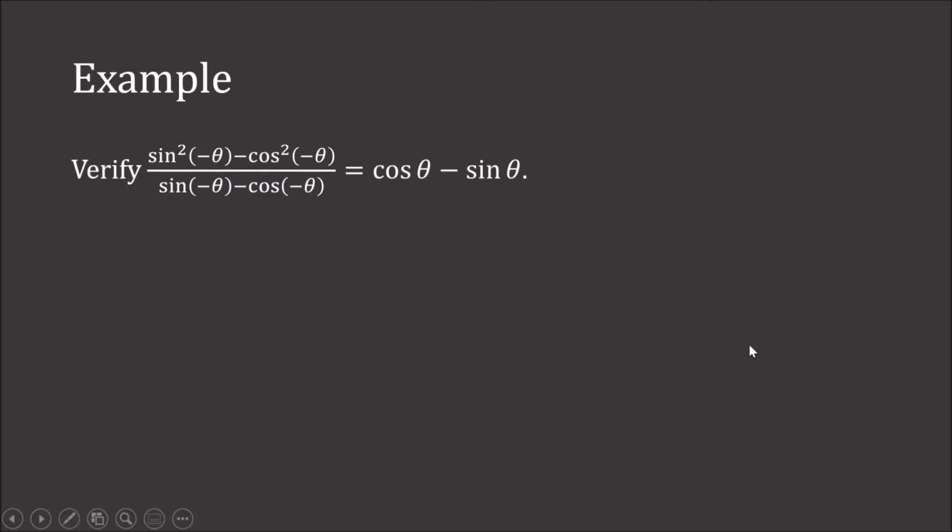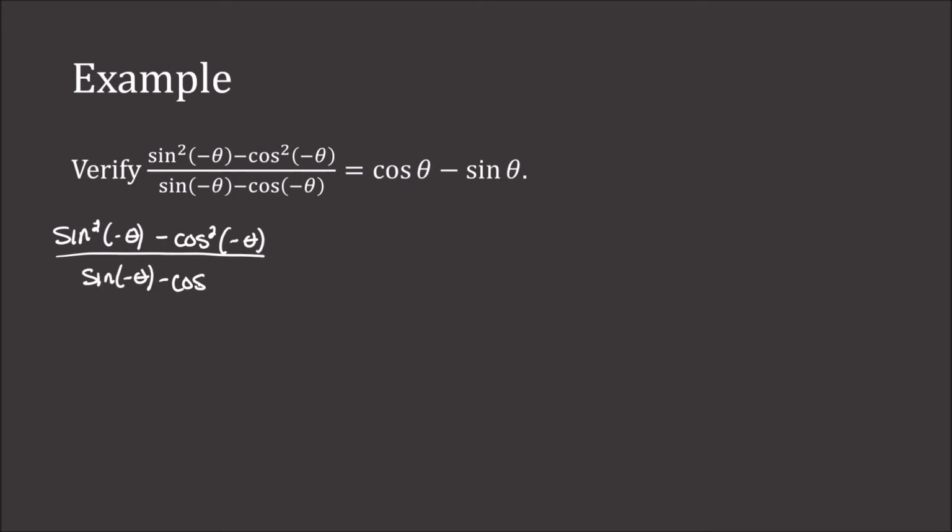All right, let's look at this one. Now again, the more complicated expression is on the left-hand side, so work with this. All right, we're going to start with the even and odd properties of sine and cosine. Remember that sine is odd and cosine is even, which means that sine of negative theta is negative sine of theta, and cosine of negative theta is positive cosine of theta.